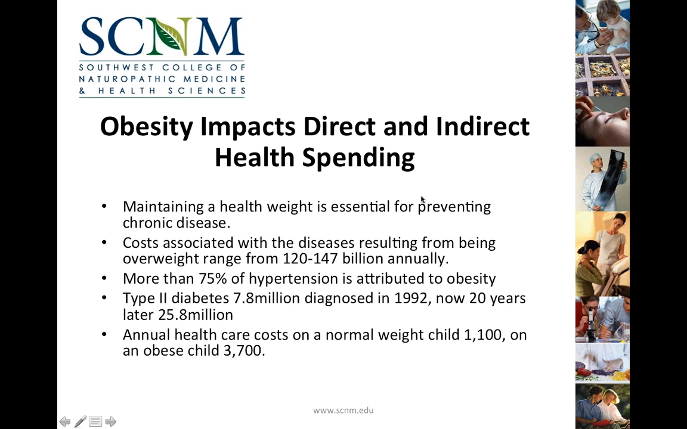And then there's impacts on our spending in the U.S. More than 75% of hypertension is attributed to obesity, right? Yeah, so there are thin people with normal BMIs who have hypertension, but many, many people have high blood pressure because they're overweight. And then look at these statistics on type 2 diabetes and how much it has increased over the last 20 years.